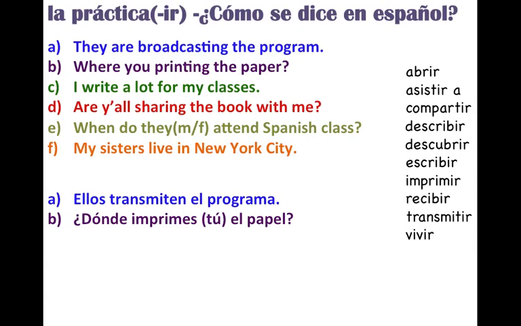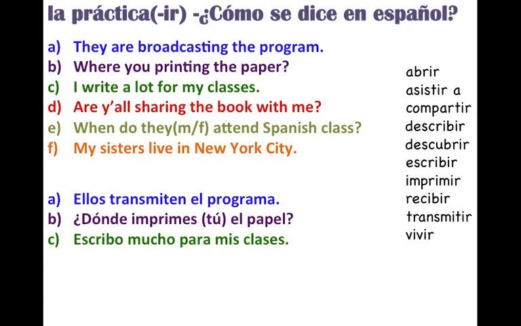Letra C. I write a lot for my classes. For in this case is para. Escribo mucho para mis clases.